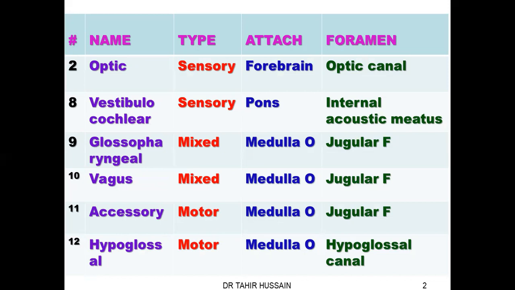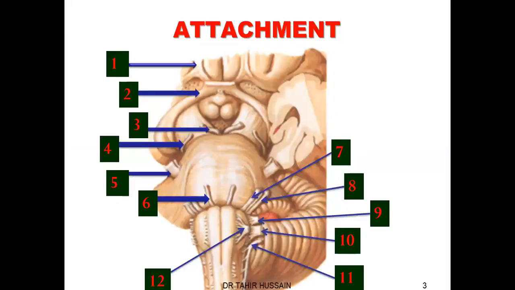Name of the 11th cranial nerve is accessory. It is purely motor, no sensory fibers and no parasympathetic fibers. It is only a motor nerve attached to the medulla oblongata and exits the cranium by passing through the jugular foramen. The 12th cranial nerve name is hypoglossal nerve. It is also motor, for muscles of the tongue. It is attached to the medulla oblongata and it passes through the hypoglossal canal, as we all know.